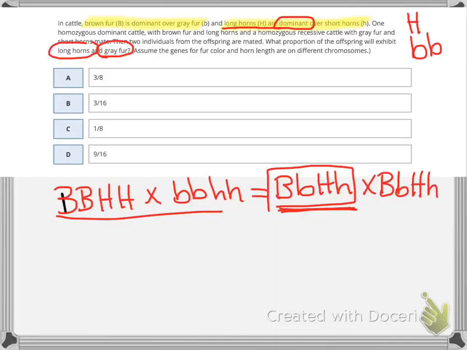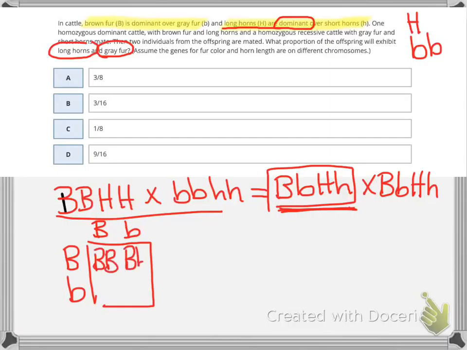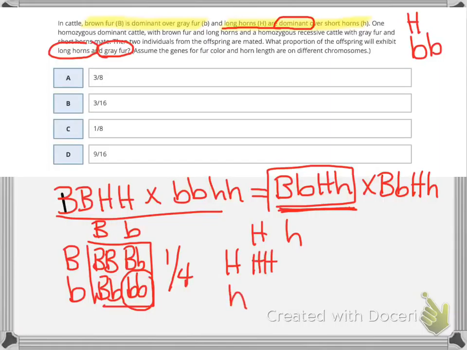What I'll do is one Punnett square at a time, a monohybrid for just the letter B's. So big B, little b, same thing for the other individual, and then I just fill out my Punnett square. I'm looking for how many are going to be gray fur, which is a recessive trait. So this is 1 out of 4. I'll then do the same thing for horns: big H, little h, big H, little h. How many of the individuals then have long horns? It would be 3 out of 4.